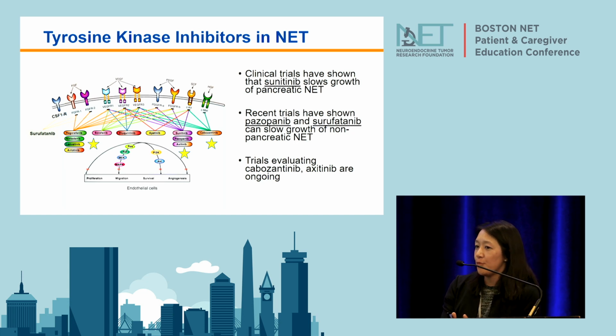And this is, I know it's a confusing figure, but it lists many of the tyrosine kinase inhibitors that have been studied for neuroendocrine tumors and the receptors that they block. They all, to some degree, block this VEGF receptor, but block other receptors that are involved in growth. We've seen in clinical trials that one of the tyrosine kinase inhibitors, sunitinib, can slow growth of pancreatic neuroendocrine tumors. And there also have been some recent clinical trials that have shown that another tyrosine kinase inhibitor, pazopanib, can slow growth of non-pancreatic neuroendocrine tumors.